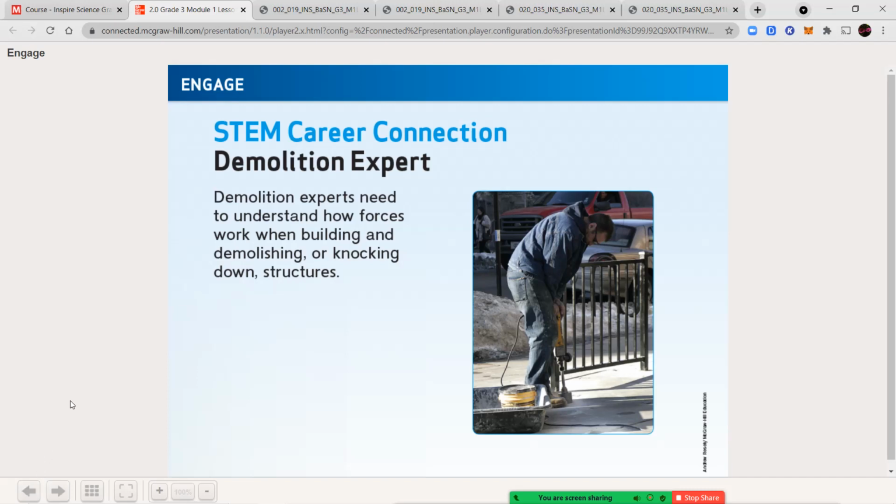The next section is our STEM career connection, and you'll be reading about the demolition expert and answering your questions regarding that profession on page 22.